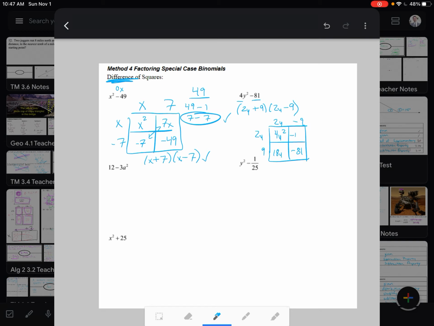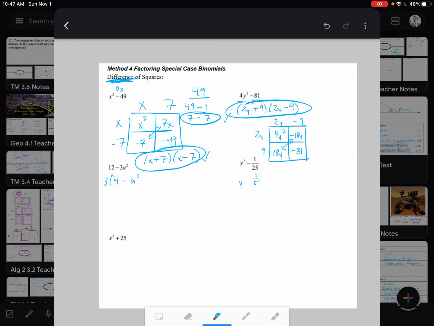So 2y, 2y, -9, +9, so we get 18y minus 18y. Our diagonals cancel, and we're happy. So our factorization here works. So we're going to see all of our squares is going to make us happy. So we can do the same thing here with y, and that would be the square of 1 over 5.